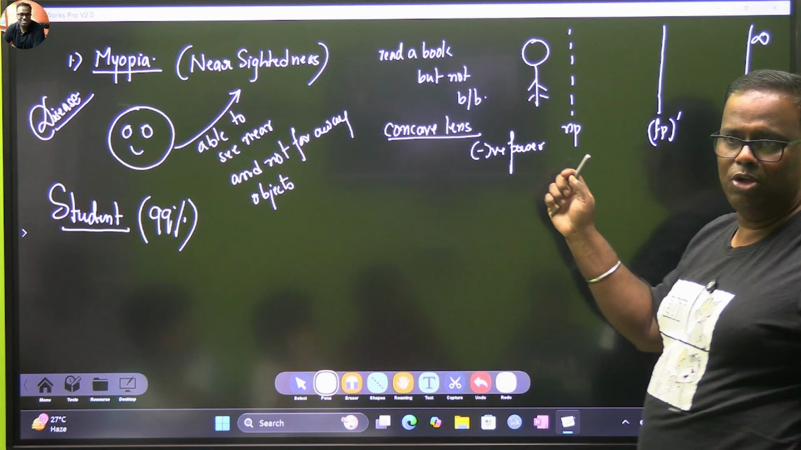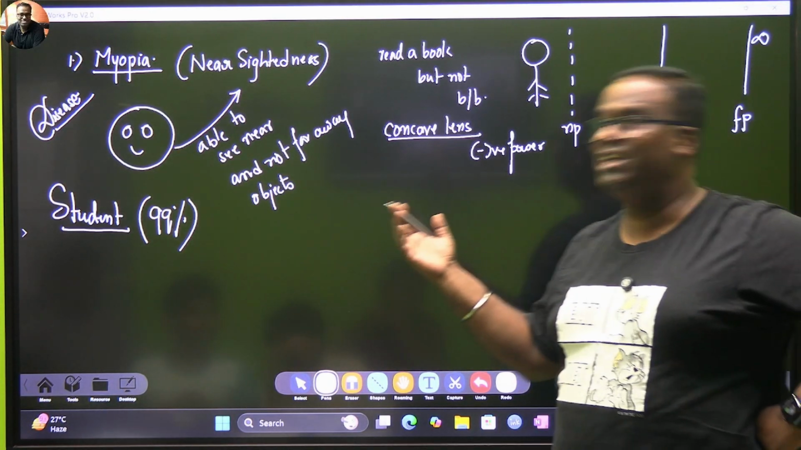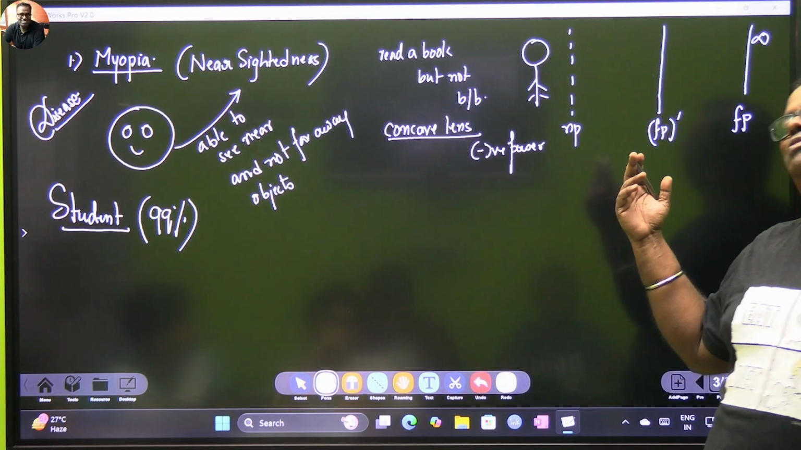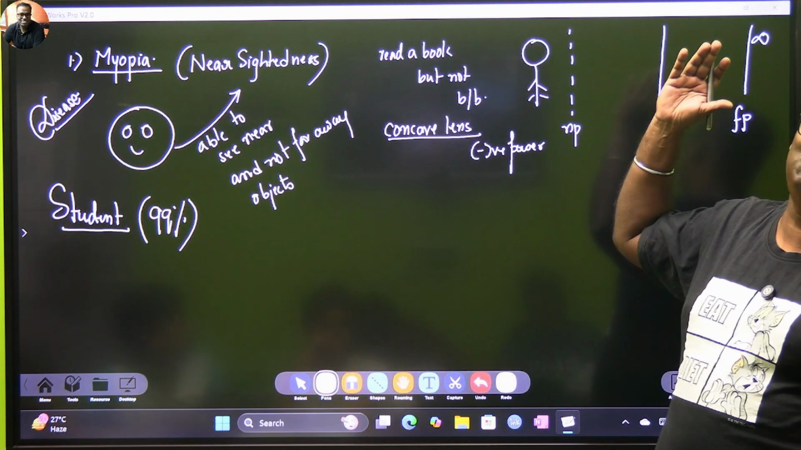So have you understood myopia? 99% of children will have myopia. Take the pen and write. I'm writing so many things you're hearing. I also keep saying this is not needed for grade 8. This is grade 10 stuff. If you love science, then you should note that with more interest.